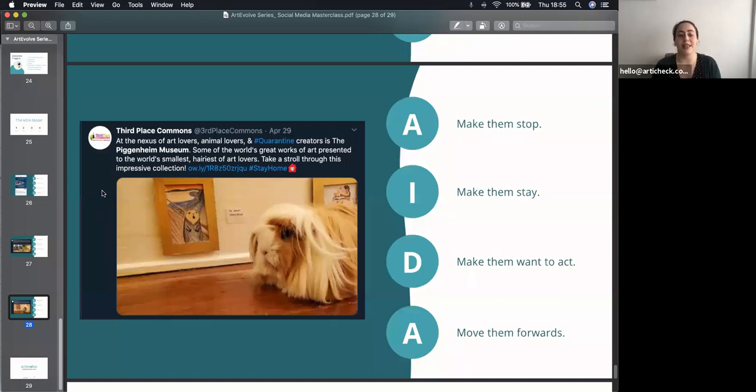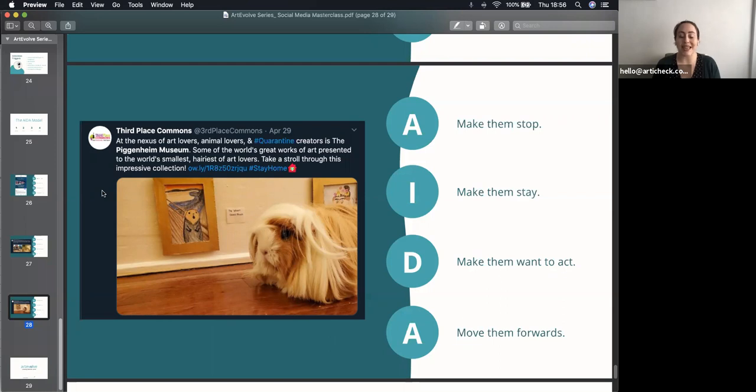Well, Third Place Commons says a nexus of art lovers, animal lovers, and quarantine creators. This is some really great copy, I would say. So it just really keeps you engaged. They're kind of telling a story. Then make them want to act. So take a stroll through this impressive collection. They've told you what they want you to do.